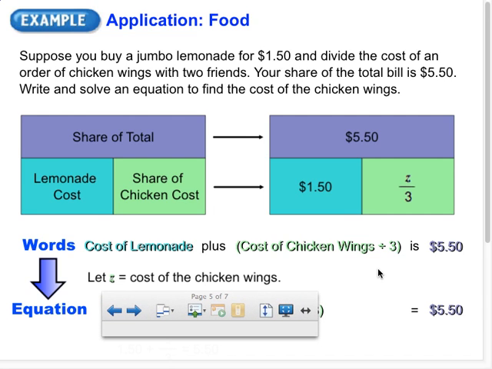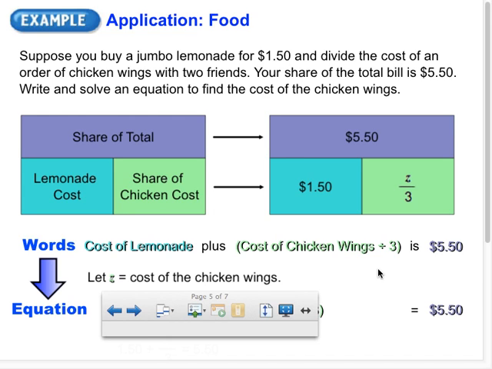So take a look at this word problem here. Suppose you buy a jumbo lemonade for $1.50 and divide the cost of an order of chicken wings with your friends. Your share of the total bill is $5.50. Write and solve an equation to find the cost of the chicken wings.